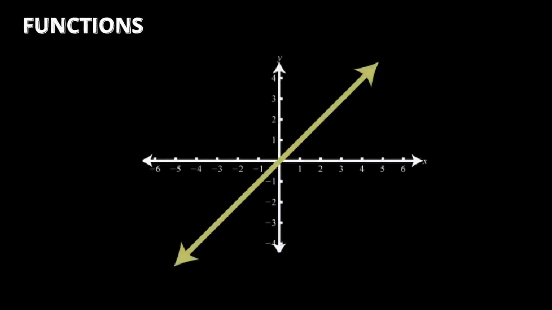You can use the vertical line test to see if a function is indeed a function. Simply make a vertical line through your graph, and if it intersects more than one point, it is not a function.